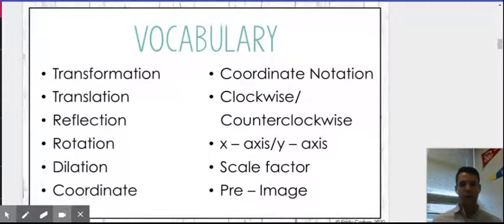Here is the vocabulary that we're going to mention over the course of this presentation. All of these words have been mentioned in prior videos. Please pause the video now if you'd like to look up and define these words in your notes. Otherwise, we will keep moving forward.